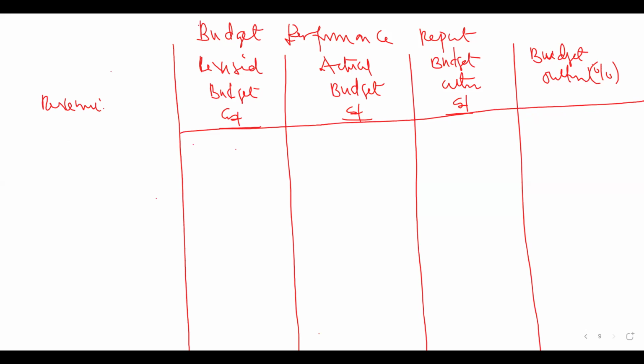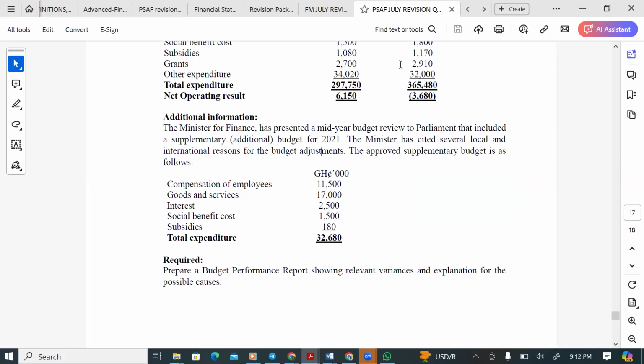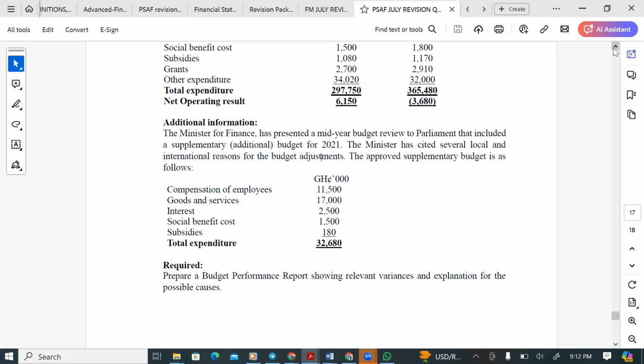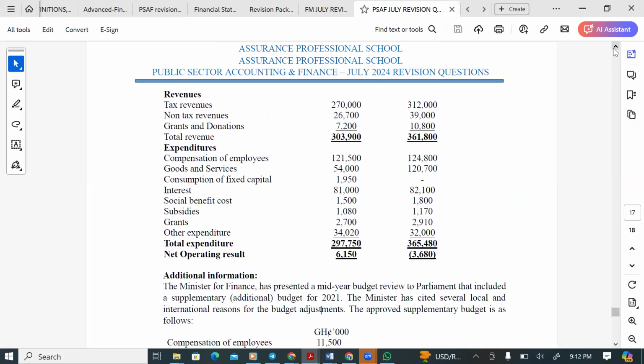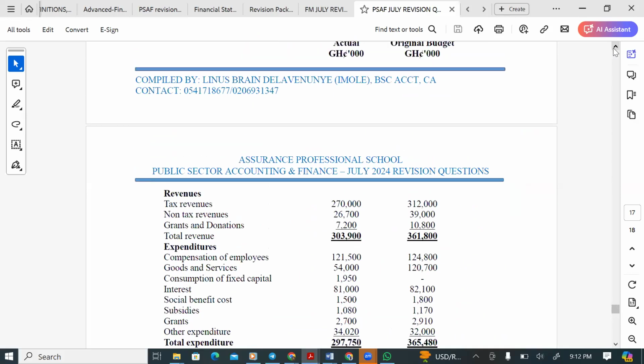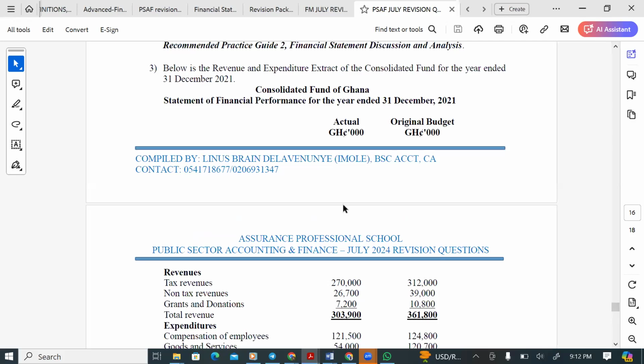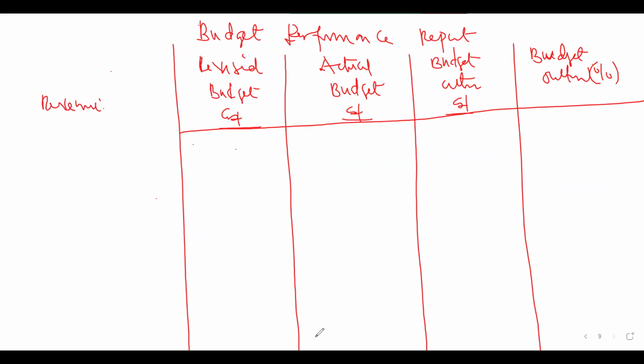Has any of them been revised? Were there any supplementary budget for the revenue items? No. Okay, so it means that the original is the same as the revised. So let's come to our revised one. The first item is tax revenue.